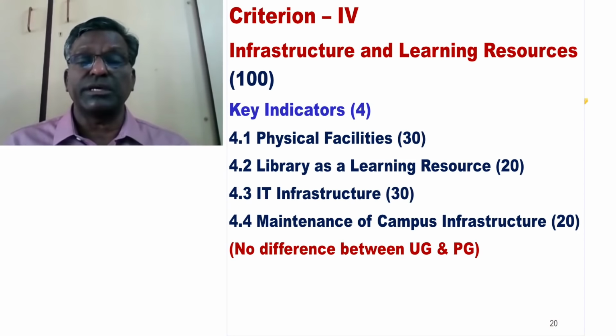There are 4 key indicators: physical facilities like classrooms, staff rooms, playgrounds, then library as a learning resource, IT infrastructure, computers, internet. Then 4.4, maintenance of campus infrastructure. So this is simple and clear. Infrastructure and learning resources, the weightage is 100.